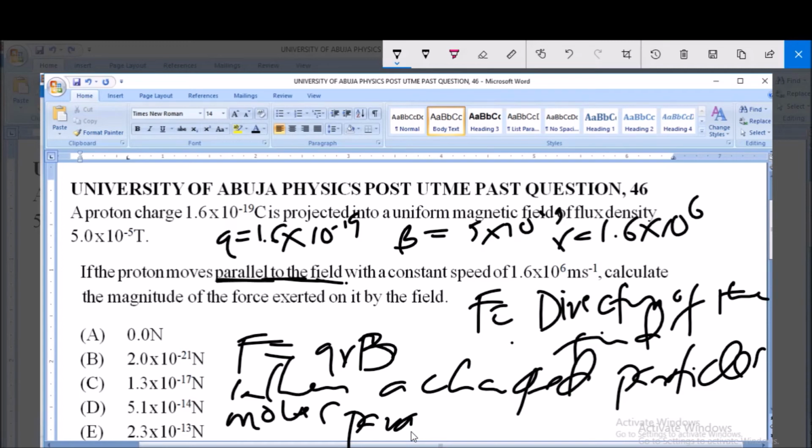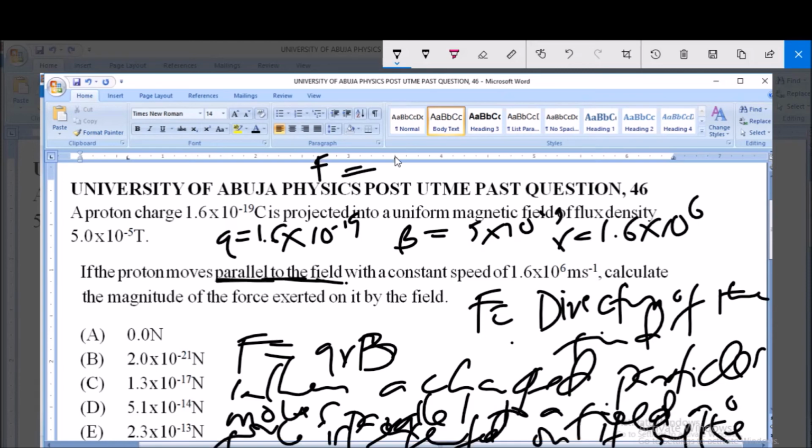So what I mean by no force is that the force acting on this body, F, will be equal to 0.0 Newton. So there is no force, and that's option A. So in this particular question, no need to solve. If you solve using the formula, you see your answer there, but it will actually be wrong because the phrase parallel to the field has changed the course of the solution. So the answer is A.